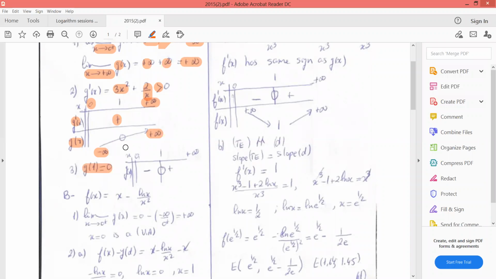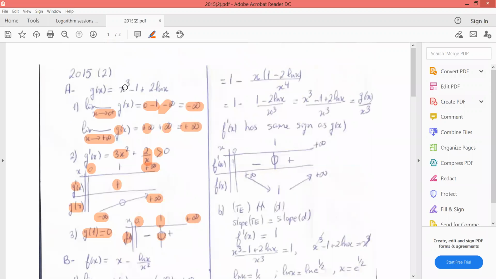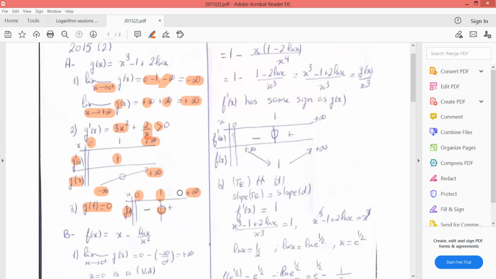To deduce the sign, I can make this table. I put g(x) here, 0 plus infinity. I put 1. How to know the sign of g? At 1, g(x) is 0. How to know the sign after 1? If I take a number greater than 1 and replace it in g(x), if I take x equal 2, for example, 2 cubed minus 1 plus 2 ln 2 is positive. So here positive, here it is negative.